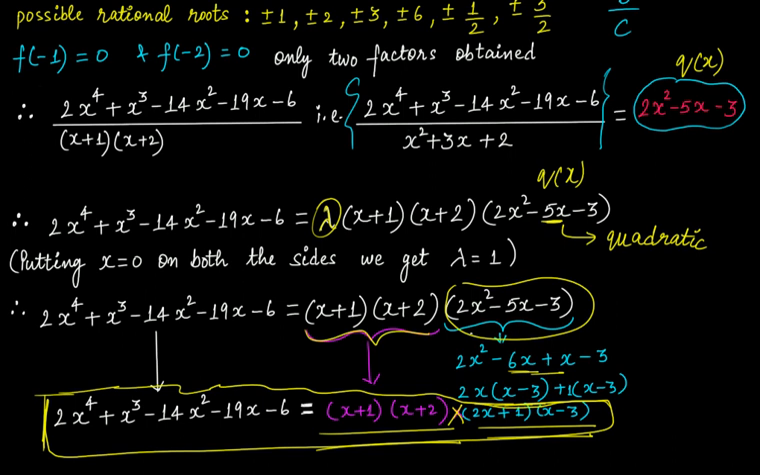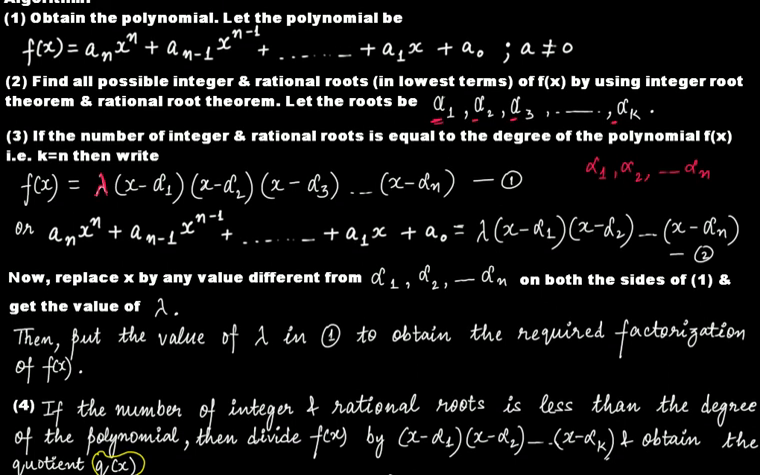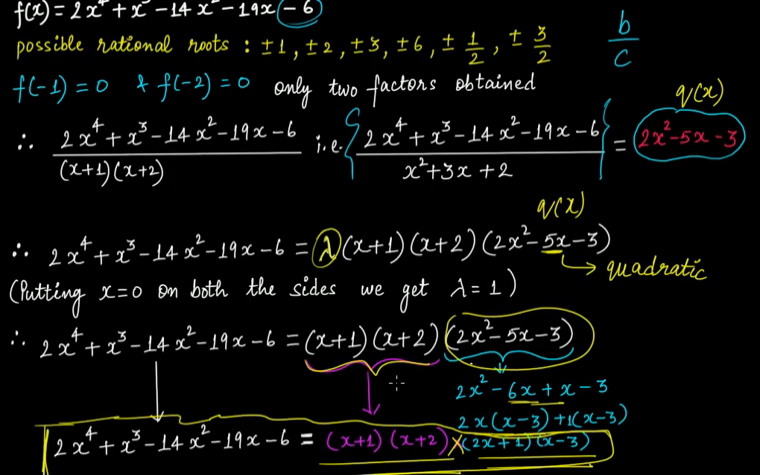So the point was that sometimes the number of roots you can obtain is exactly equal to the degree of the polynomial. In that case you will use step 3. Otherwise, when the number of roots obtained from the factor theorem and the root theorems is less than the degree of the polynomial, then you use this fourth step that we have discussed here, and on the basis of that you calculate the factorization of this polynomial.